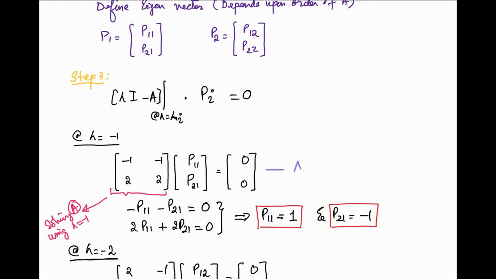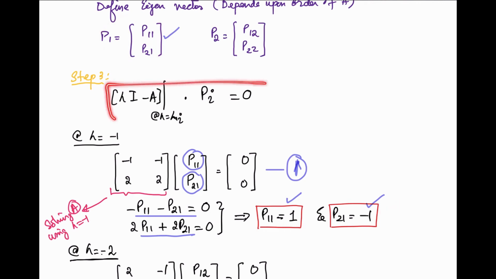Let's suppose this is equation 1. Now if we solve this equation, we can find out p11 and p21, and we can get our first eigenvector. From this set of equations we can write down these equations, and if we solve these two equations we will get p11 equal to 1 and p21 equal to minus 1. So we have obtained the first eigenvector with the help of this equation.